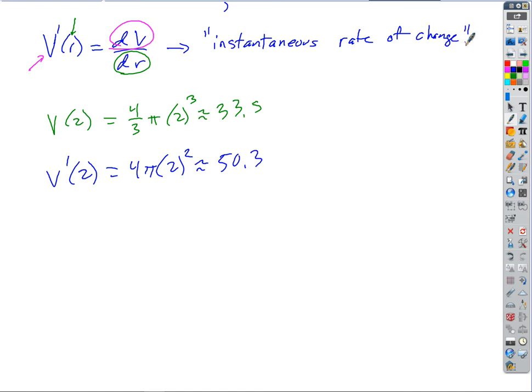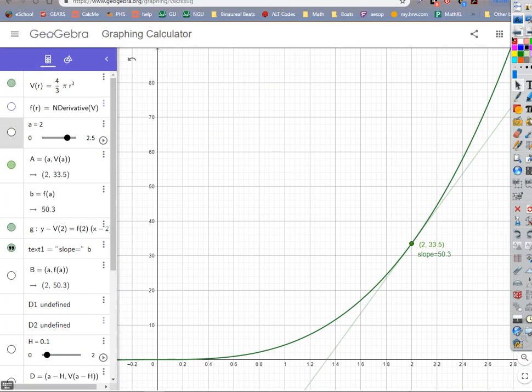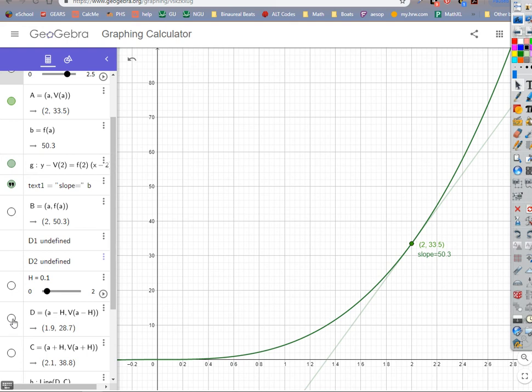Okay, what is that? Can you describe that? What is an instantaneous rate of change of the function? So if I say that the value of the derivative is 50.3, in other words, the rate of change of volume when r equals 2 is about 50.3, what does that mean? Well, what if I take an interval surrounding that? So let's take some points that are plus or minus 1 from that point.